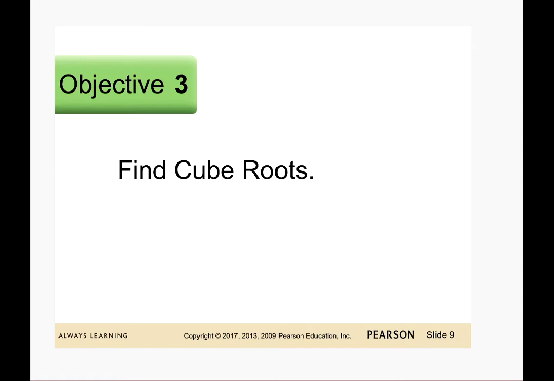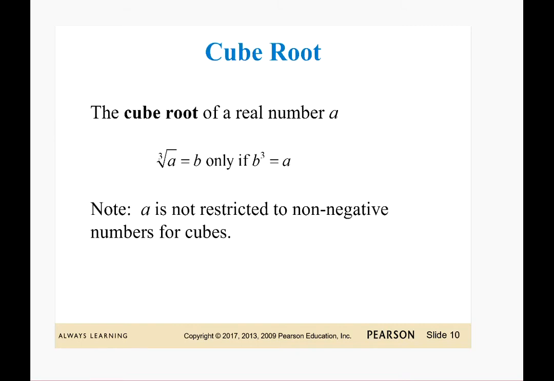All right, in objective 3, we're going to talk about cube roots. In the section on square roots, we looked at perfect squares. In this objective, we're going to look at perfect cubes. Notice this time the little radical sign has that little 3 in front. That little 3 is called the index, and that index tells you what kind of root.